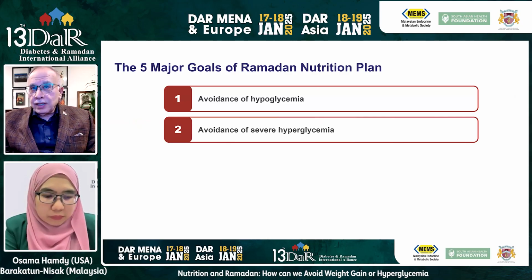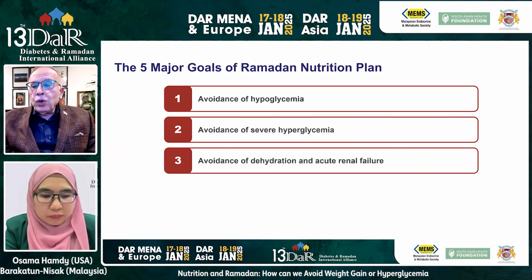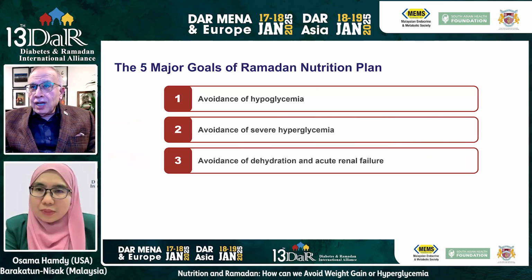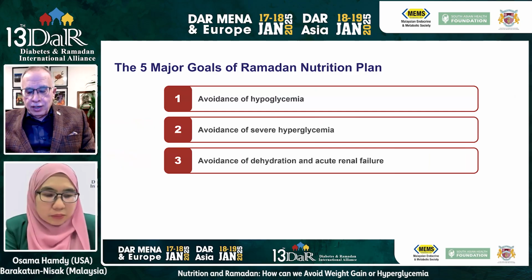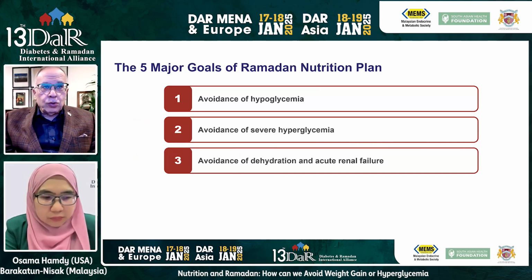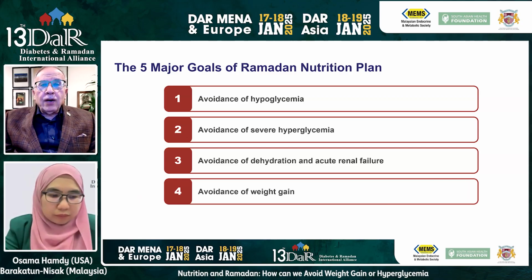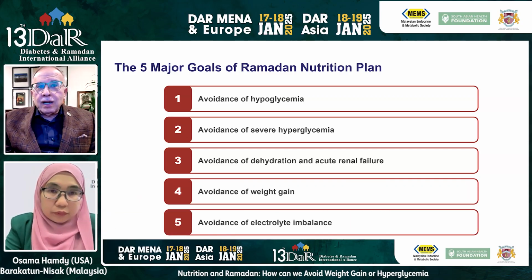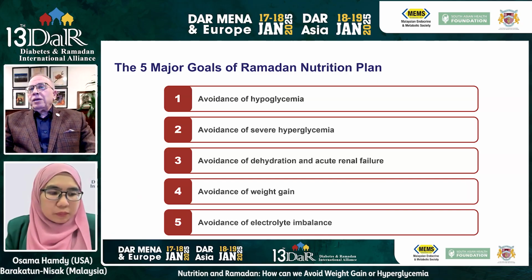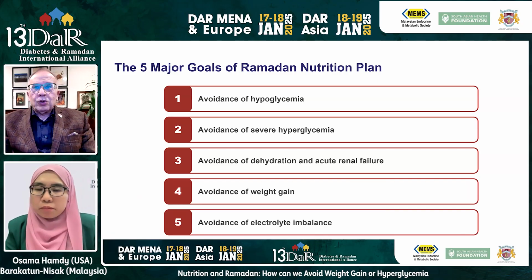to avoid hyperglycemia. And then the third, we need to avoid dehydration, because dehydration can lead to acute renal failure in some instances. So people are fasting from food and fluid, so it is very, very important to be sure that they are not dehydrated or pass into acute renal failure. Unfortunately, a lot of people gain weight during Ramadan, so we need to avoid weight gain during Ramadan. And finally, Nisak, we need to avoid any electrolyte imbalance. As you know, this can be also a major issue.